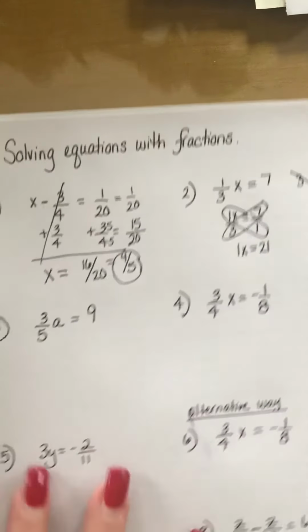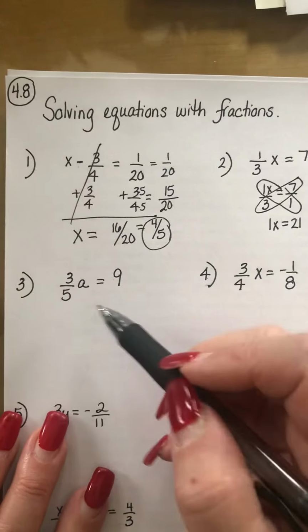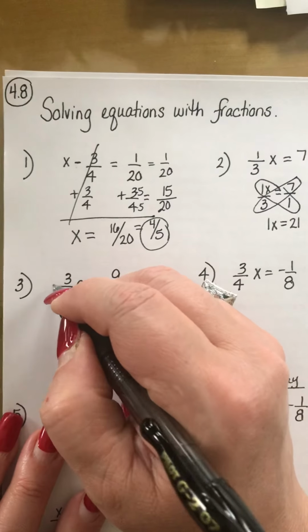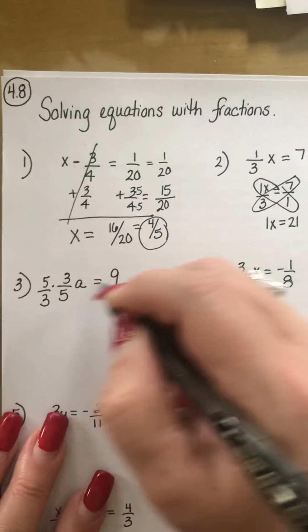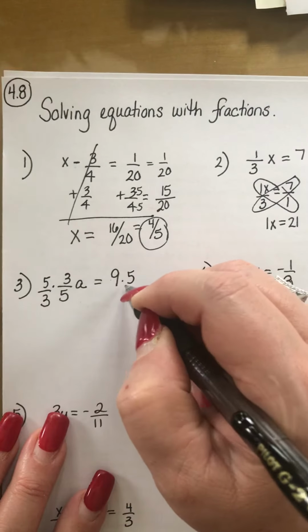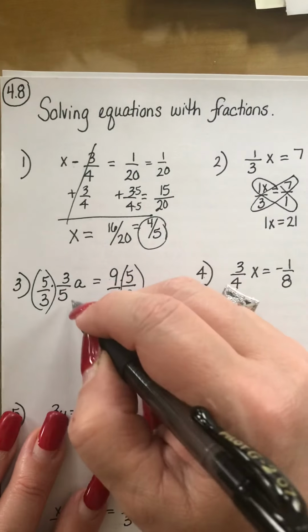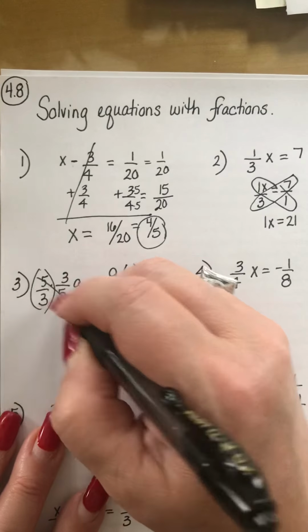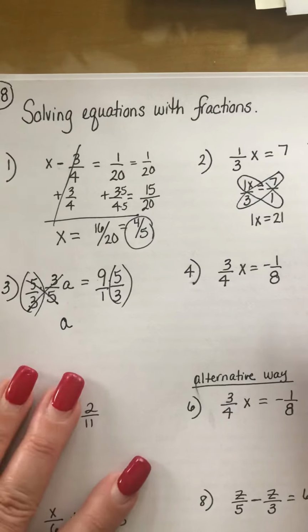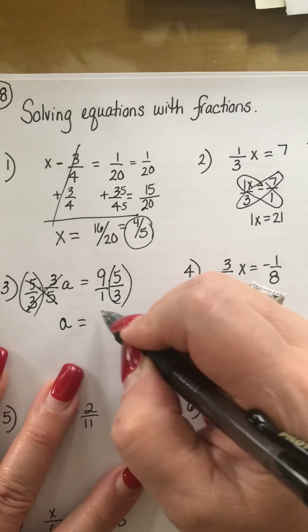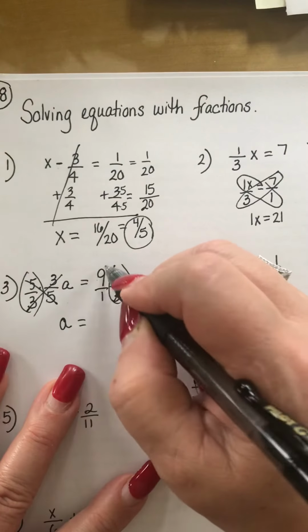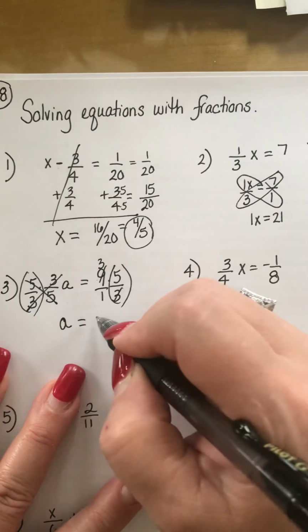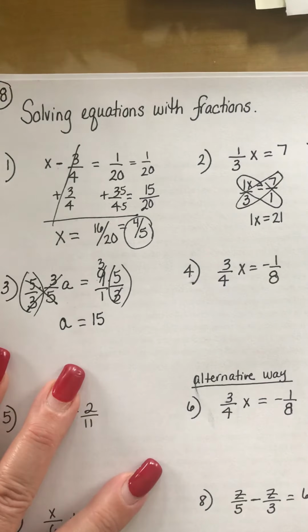So for number 3, we want to get rid of 3/5, so the reciprocal would be 5/3. Whatever you do to one side, you do to the other. So we're multiplying both sides by 5/3. This becomes just simply 1a. These 5's cross out, the 3's cross out. Then on the other side, the right side, 3 goes into 9 3 times, and 3 times 5 is 15.